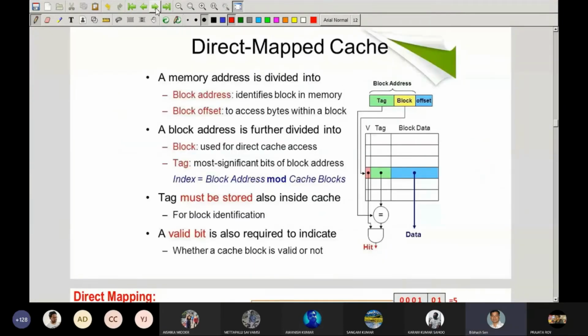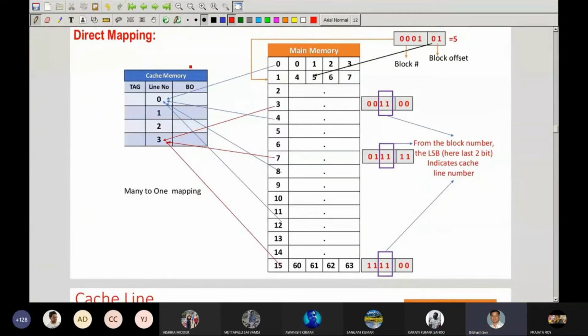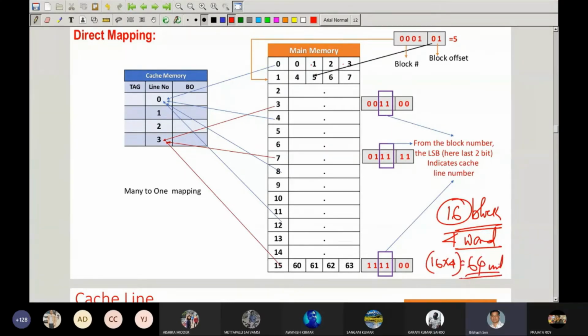Okay. So in direct mapping, you just notice that suppose I have blocks up to 15, that means 16 blocks are there. How many blocks? 16 blocks. And each block has 4 words. How many words are there? 4 words: 1, 2, 3, 4. So I can say 16 into 4, that means 64 unit memory is there. If it is in GB, then it will be 64 GB, or KB.